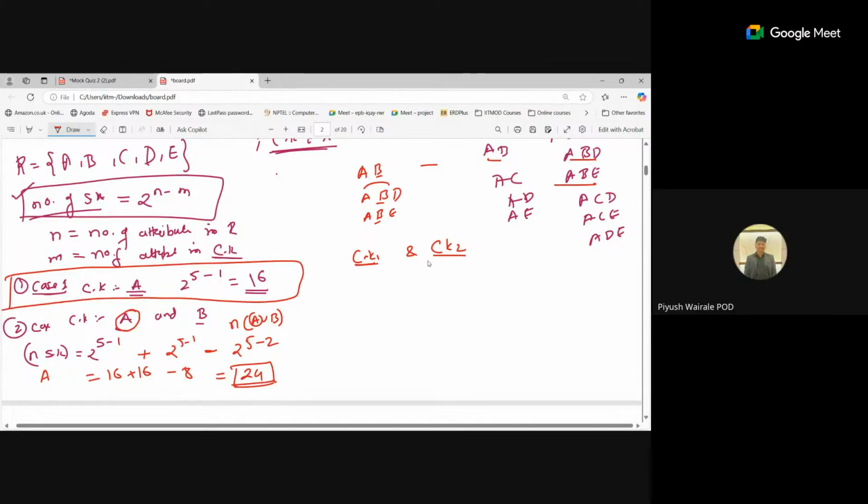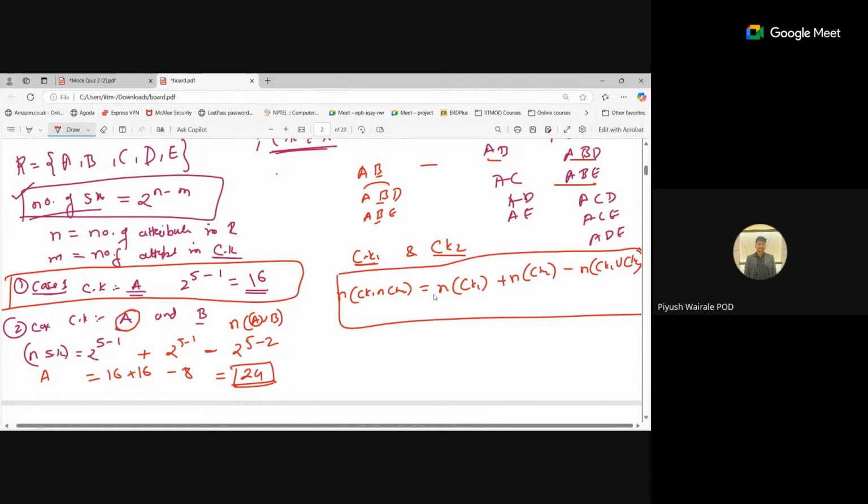Seeing we have two candidate keys, CK1 and CK2. Now, the number of super keys using both candidate keys is what we need to find out. So, CK1 intersection CK2. If you apply that formula, it will be the number of super keys using CK1 plus the number of super keys using CK2 minus the number of super keys using both, CK1 union CK2. So this formula you can remember for two candidate keys.